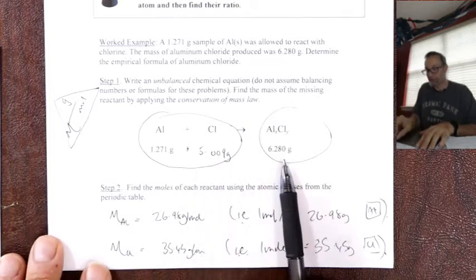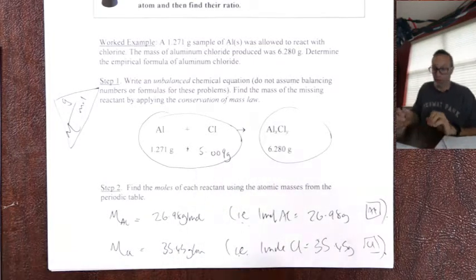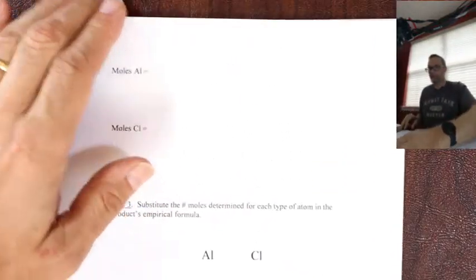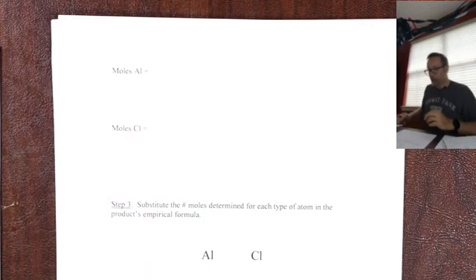So we've got our grams, and we've got our molecular weights, or atomic masses, because it's atoms. Okay. Now, let me just move this down a second. So we've got to work out the moles of aluminum, right?